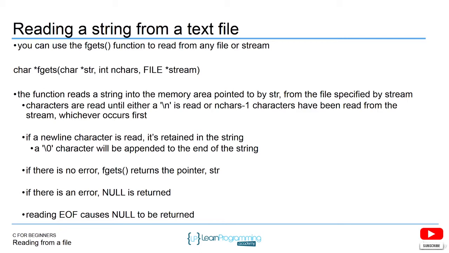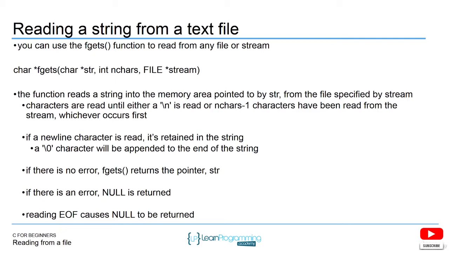And then the number of chars is going to say how much data to read. So if you put the number of chars as like 10, it's going to read in 10 characters unless it hits a line feed first. So it's going to either read an entire line, or it's going to read the number of characters that you specify in the second parameter. The end of line is specified by the \n, whichever occurs first. If a new line character is read, it's retained in the string, and a null terminator will be appended to the end of the string.